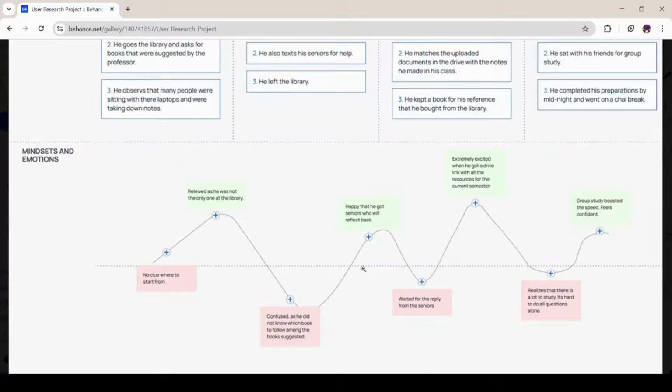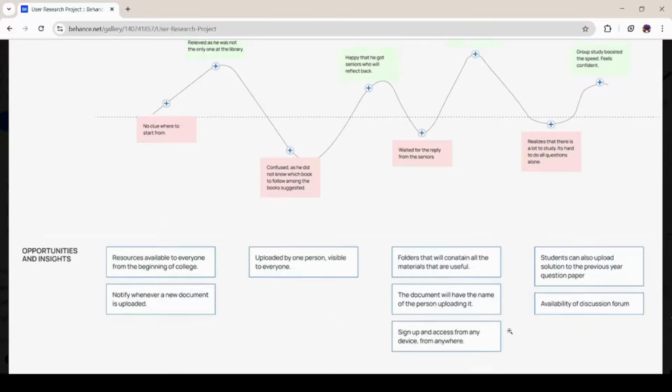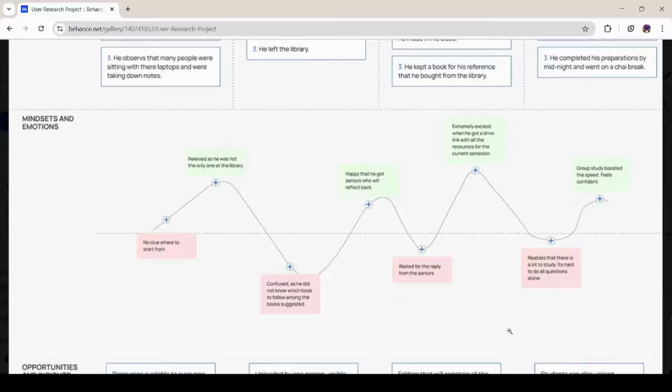But there were various phases where he was in his ups, and various phases where he was in his downs. Now these are the phases which you want to target. Not all of these phases are required to be targeted and solved by your application or whatever product you're making, but you can even target one single phase. You can target the one where he was waiting for the senior's reply, and see how you can reduce the problem there. You can take every problem, or one problem, or multiple problems from this and solve them through your application. So this was how this journey map was done.